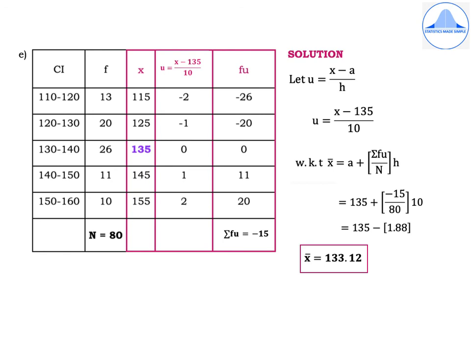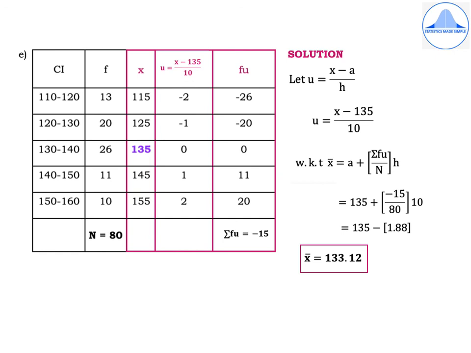Next, let us find out fu. So it is 13 into minus 2 is minus 26, 20 into minus 1 is minus 20, 26 into 0 is 0, 11 into 1 is 11, and 10 into 2 is 20. So we get summation fu is equal to minus 15.